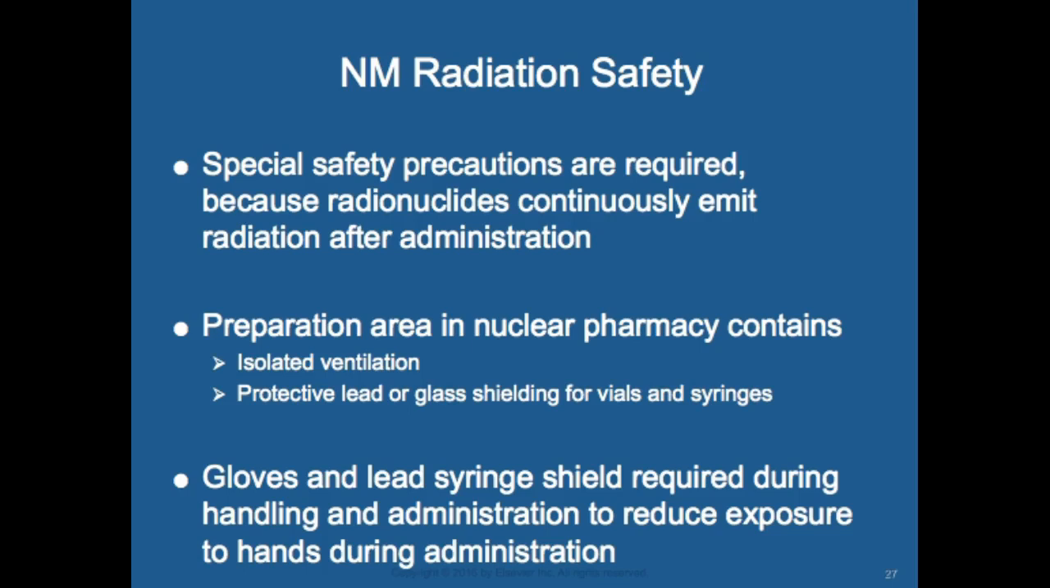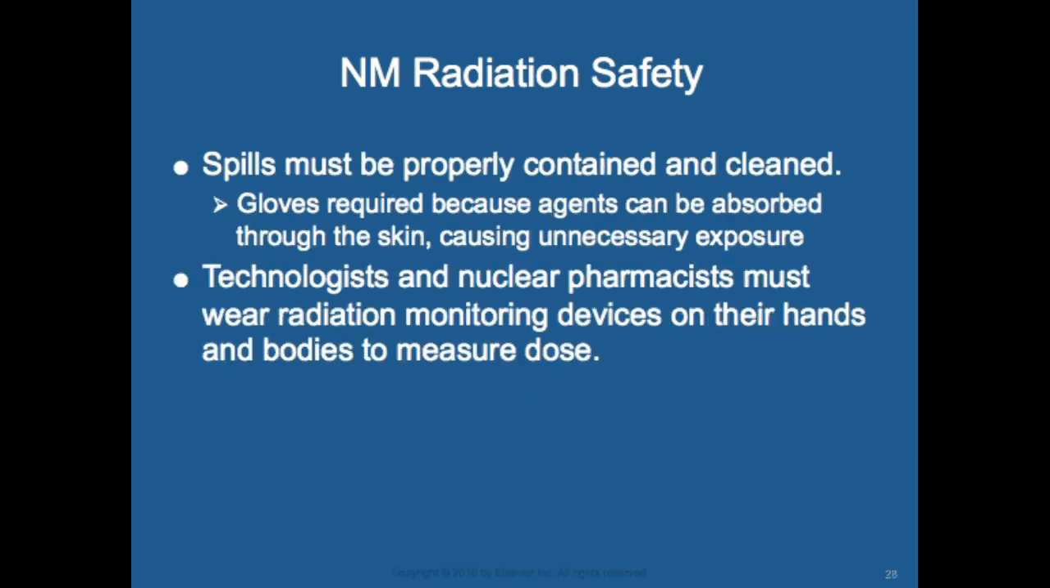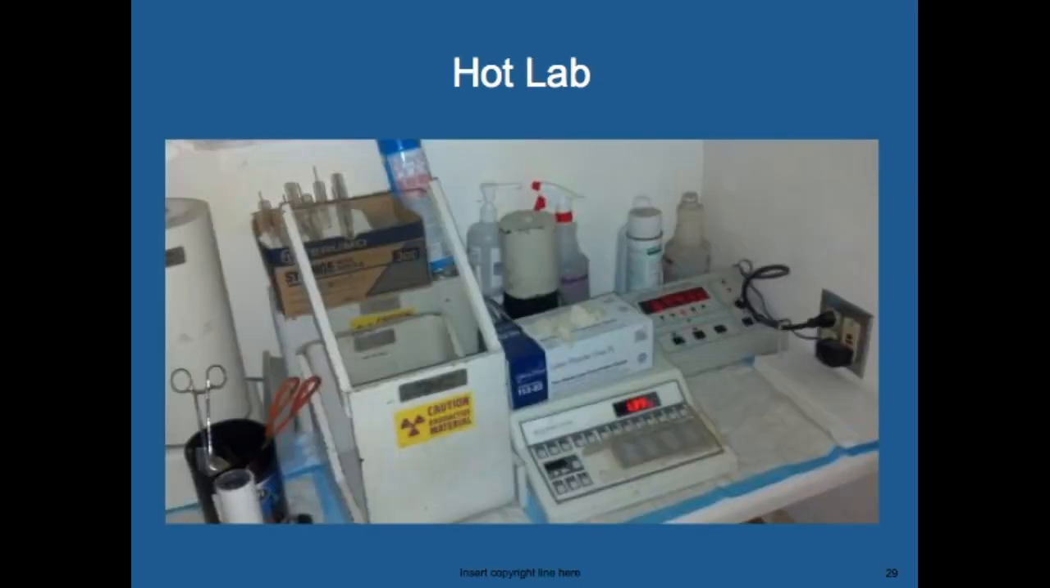So dose to the hands is really big for nuclear medicine techs. They'll wear a ring that will detect radiation dose to their extremities. Spills must be properly contained and cleaned. Gloves are required because agents can be absorbed through the skin, causing unnecessary exposure. Technologists and nuclear pharmacists should wear a radiation detecting device on their hands. So you'll see the people come through. I'll show you on the next slide the Geiger counters.